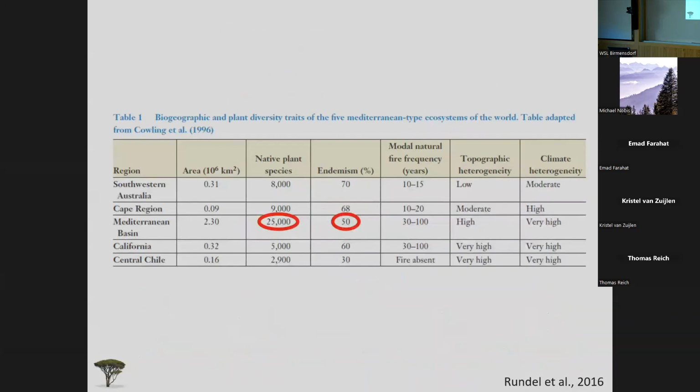As I said, even though there are different Mediterranean climatic areas throughout the world, we will focus this presentation on the Mediterranean basin only, where currently around 25,000 native plant species are considered present, and the endemic ratio is about 50%. There are higher endemism rates in other regions, but still it's not that low.